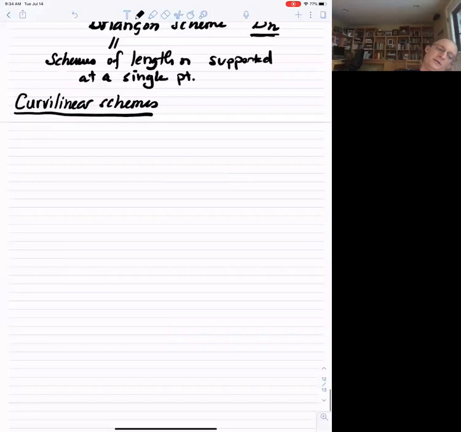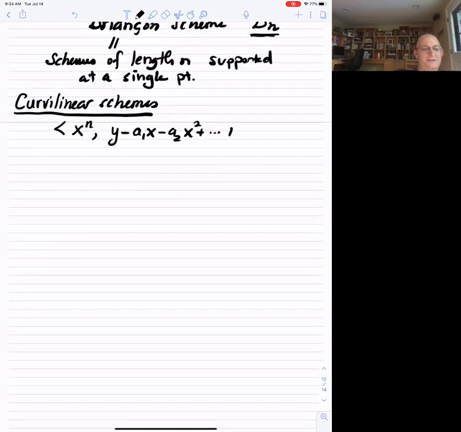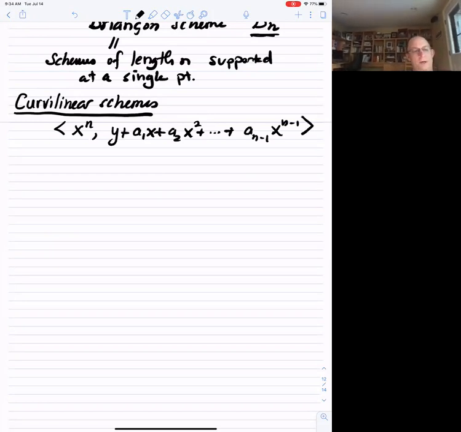So here what it looks like, the ideal is generated by something like x to the n. And then what you do is you write y minus a1x minus a2x squared plus dot dot dot plus a_{n-1} x to the n minus 1. Now if you think about what this is, this really gives you a scheme of length n, because this vector space is spanned by 1, x, all the way to x^{n-1}.